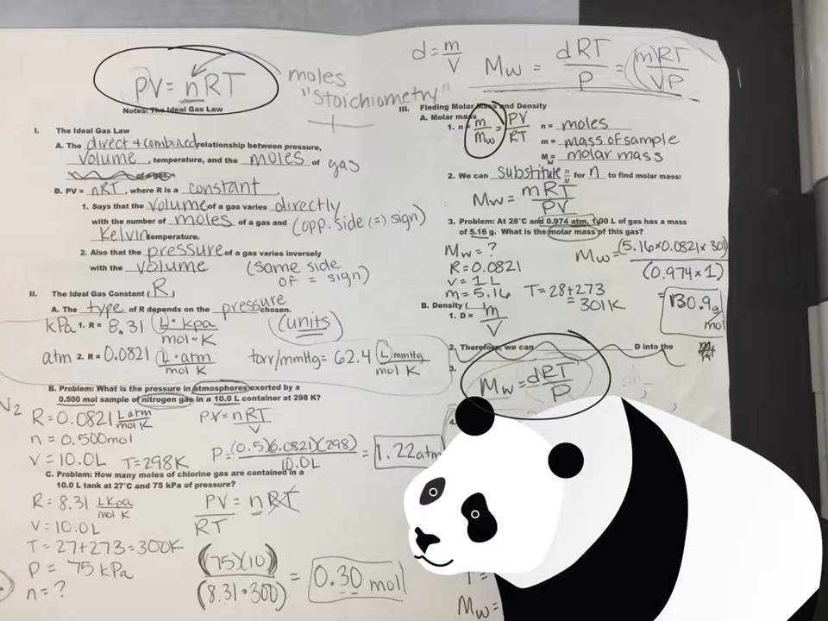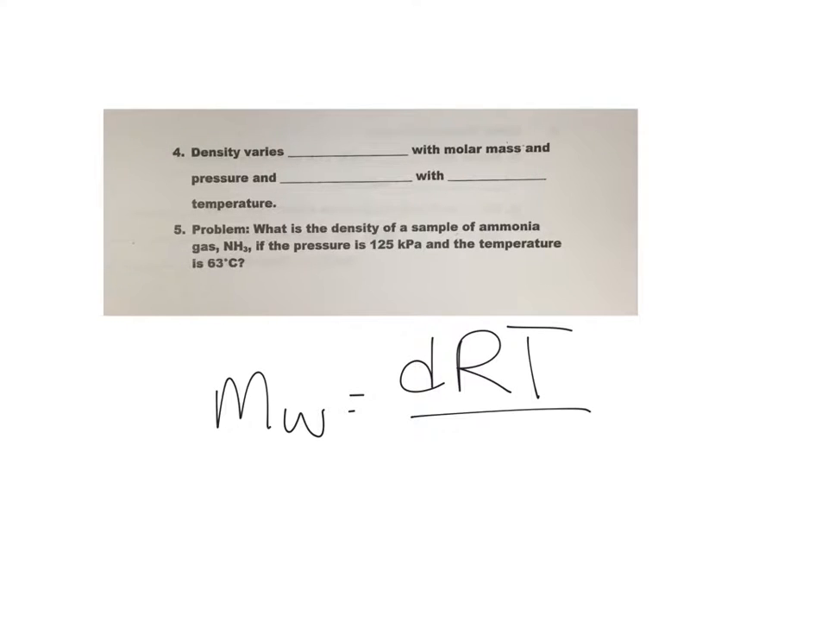So what I want us to do is start with number 4, right there. The panda bear is covering it right now. There you go, number 4. I want you to answer this. The equation you're basing it off of is density equals MP over RT. What they're asking is how density is related to molar mass and pressure, and then how it is related to temperature. Your answer choices here are just directly or indirectly.